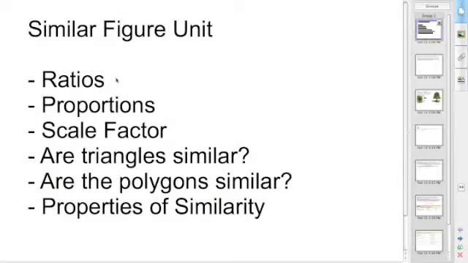Similar figure unit. Here we're going to talk about ratios, proportions, scale factor, how to find if triangles are similar, polygons are similar, and the properties of similarity.